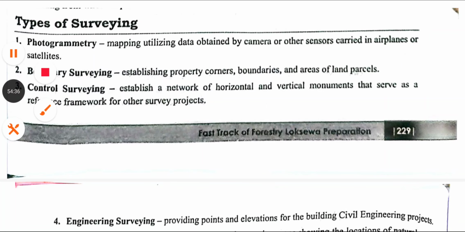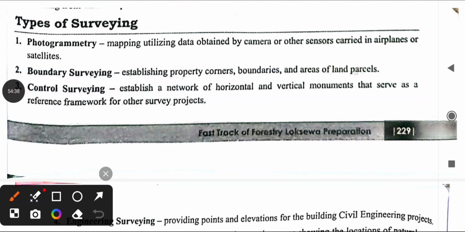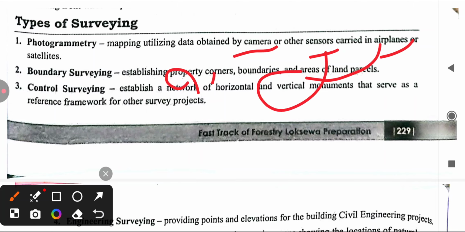अब सर्वेको types. Photogrammetry, mapping utilizing data obtained by camera or other sensor carried in an airplane or satellite. Boundary survey, establishing proper corner, boundary, and area of a land parcel. Controlling survey, establishing a network of horizontal and vertical monuments that serve as a reference framework for other surveying projects.